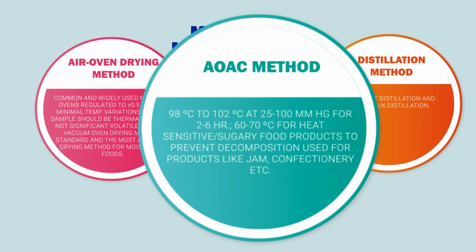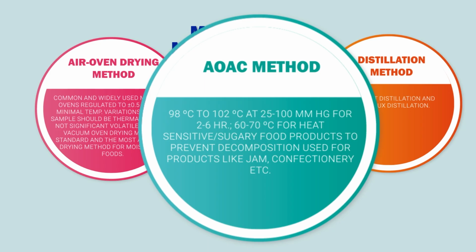So either you underestimate, your estimation is lower than actual moisture, or it is damaging your product, so erroneous results. To remove the error, you have to be very careful what kind of method you use. For example, the AOAC method says that your temperature in the oven should be 98 to 102 degrees at 25 to 100 mm pressure, and you do it for 200 to 600 hours.